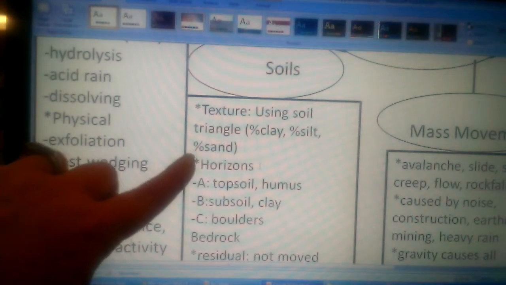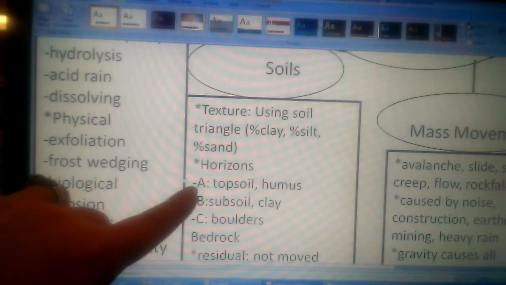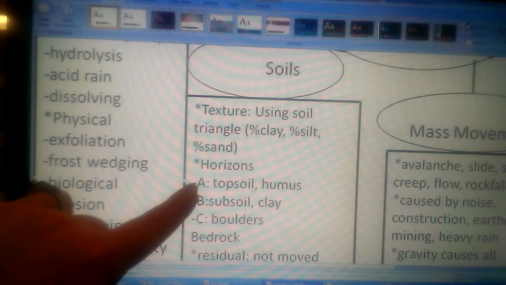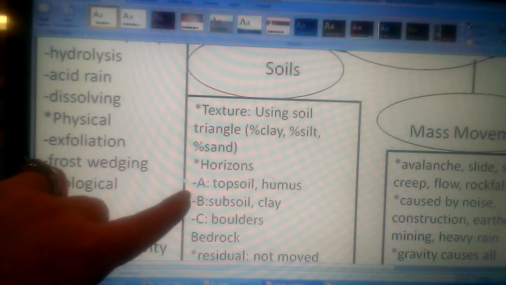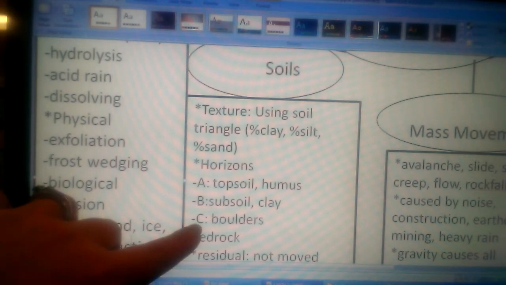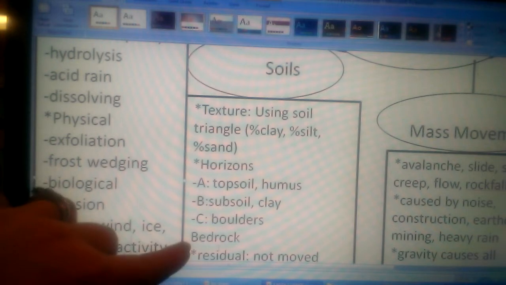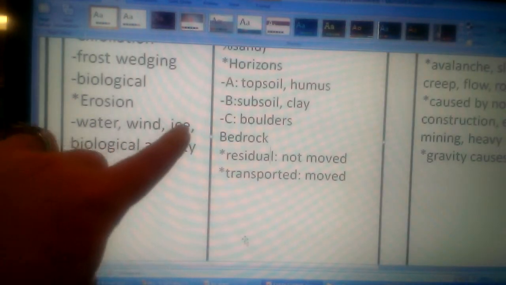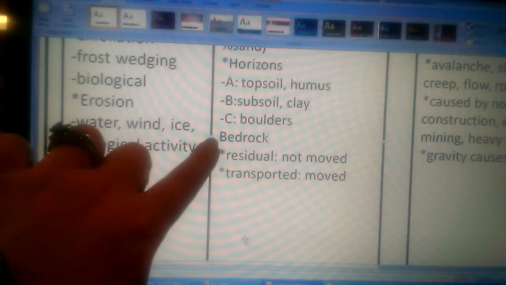Now, soil horizons, those are your layers. You have A, which is topsoil, and that includes humus, which is in your O horizon. That's all kind of part of the A. That's your organic layer. Subsoil is your B horizon, and that includes clay. C horizon includes broken up boulders from your bedrock, which is down below. And underneath the bedrock, it's just more bedrock as you keep going deeper.